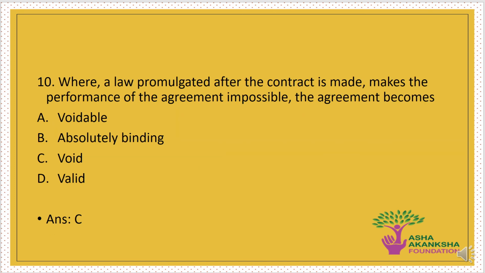The next question is, where a law promulgated after the contract is made makes the performance of the agreement impossible, the agreement becomes which of the following? Options are A, voidable, B, absolutely binding, C, void, or D, valid. The correct answer to this question is option C, that is, void, which means that a law promulgated after the contract is made makes the performance of the agreement impossible. The agreement also becomes void to perform.